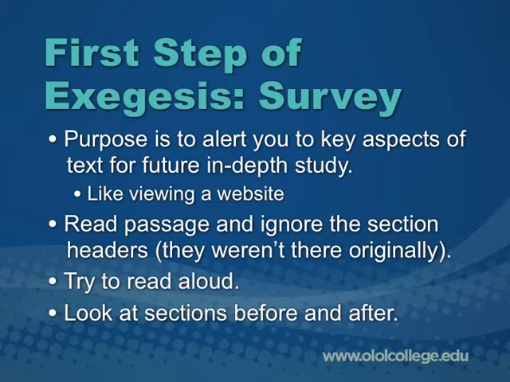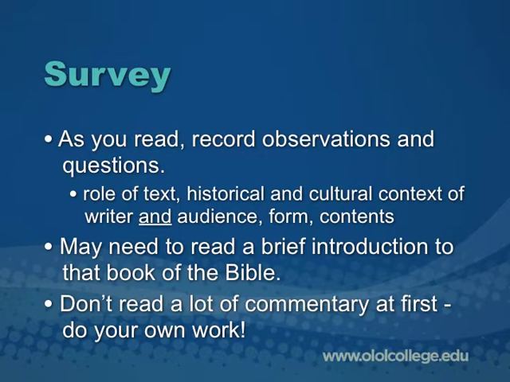Look at the sections that come before the passage and after the passage and see how it ties together with those, and so on. Now, as you begin to read, begin to note your observations and questions. That is, what's going on here? What's the role of the text? What's the historical and cultural context both of the writer and the audience? And it's always important to think about who the audience is, because writers write for audiences. So who's hearing this? What might be their interest, and so on? What's the form, the genre that you're dealing with? What are the contents, and so on?